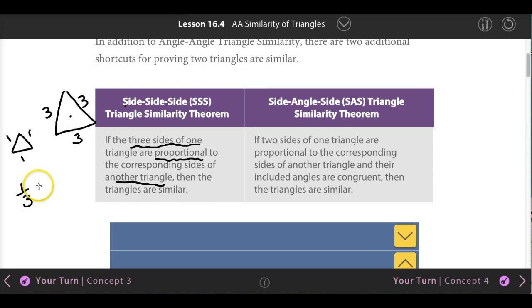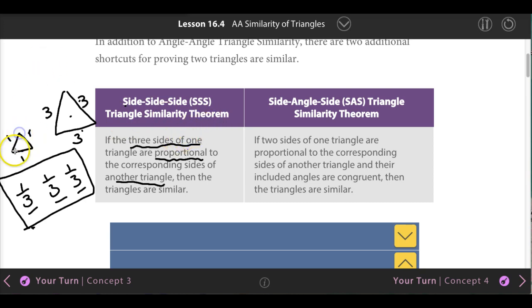1/3, or just 3, but okay. And then what's the ratio for this to that? 1/3. What about this to that? 1/3. Are they all the same? Yes. So if the ratio of all three sides in both triangles are the same, if the proportions are the same, right? Then the two triangles are similar to each other, and we call it the side-side-side triangle similarity theorem. And we already know this because we know about dilation.